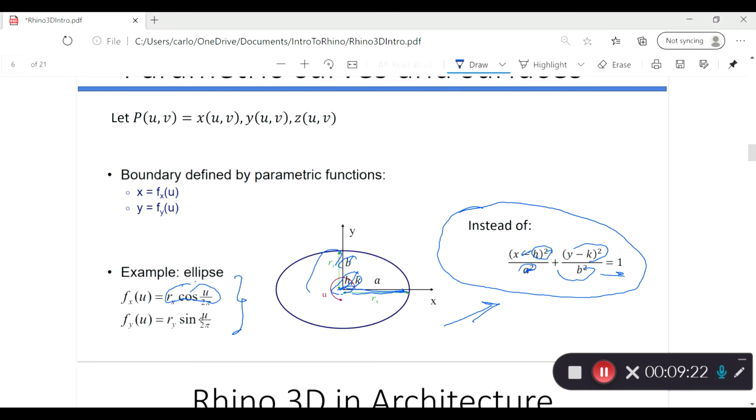This is your parametric function to generate an ellipse. This is your standard Cartesian coordinate system function to generate the ellipse. So parametric, Cartesian.